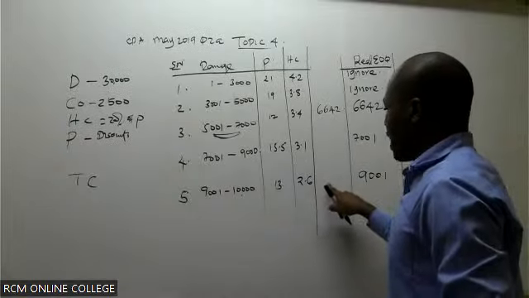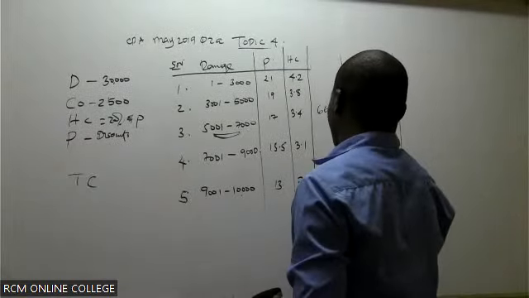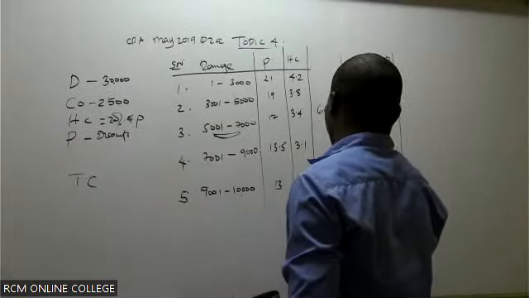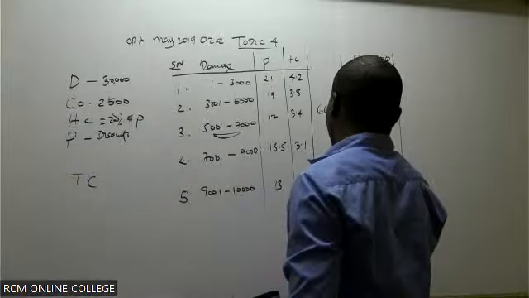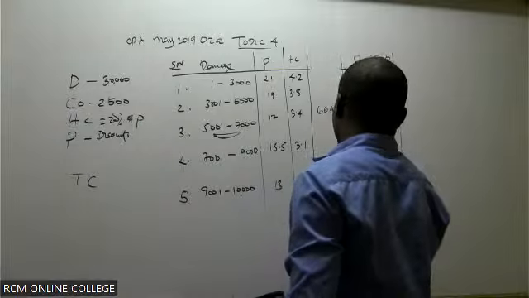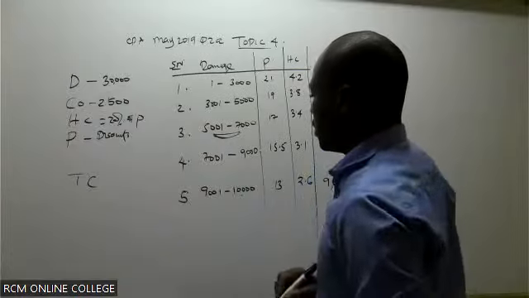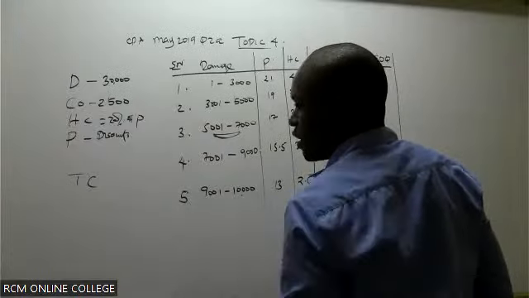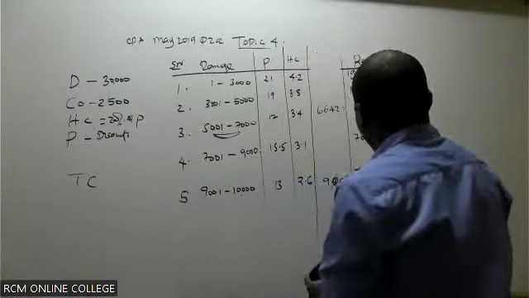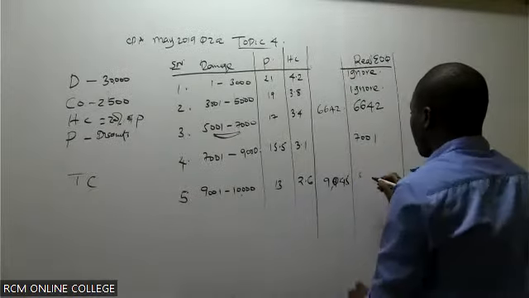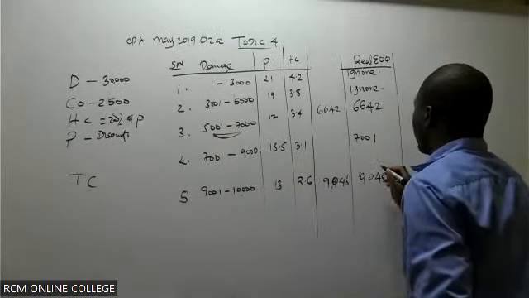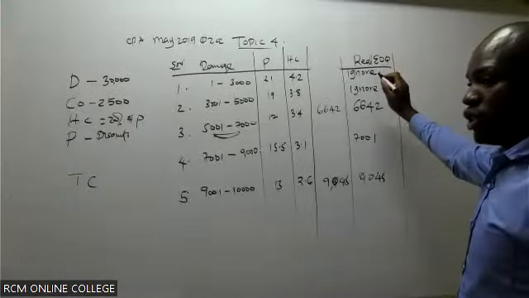If our figure here would have been given as 9,045, 9,045 is within this range. So what would we have done? We would have taken our 9,045 to be the real economic order quantity.